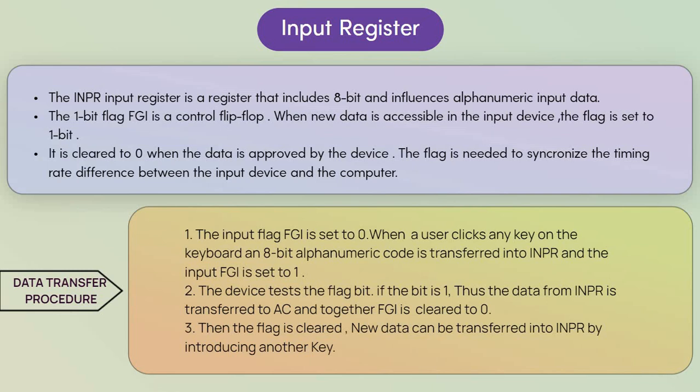The data transfer procedure. The input flag FGI is set to 0 when the user presses any key on the keyboard. An 8-bit alphanumeric code is transferred into INPR and the flag FGI is set to 1. The computer tests the flag bit. If the bit is 1, the data from the INPR is transferred to AC and together FGI is cleared to 0. When the flag is cleared, new data can be transferred into INPR by pressing another key.